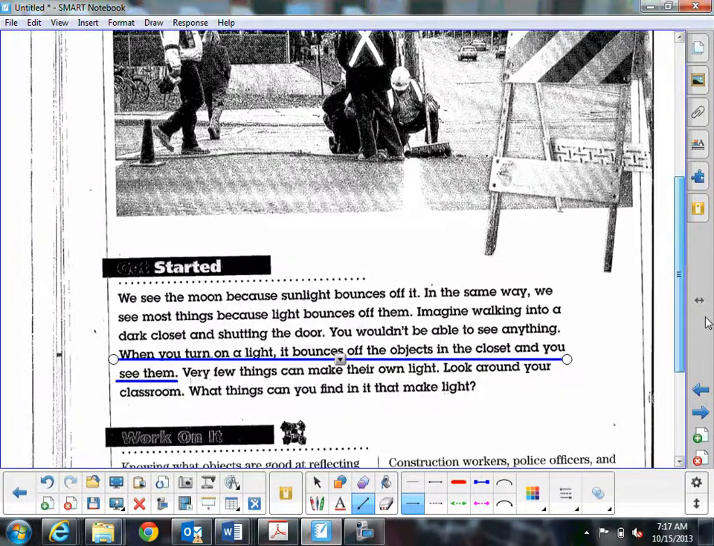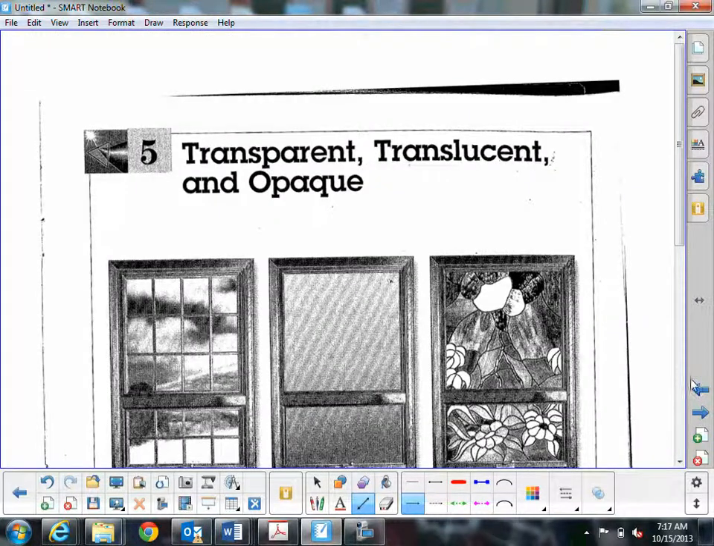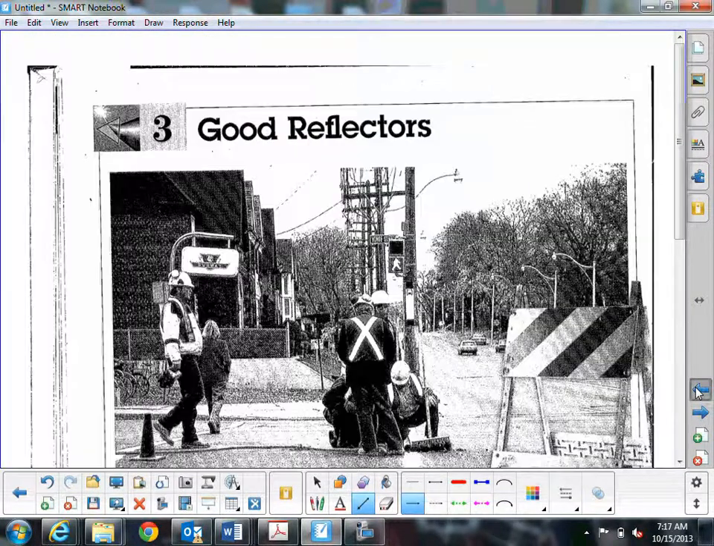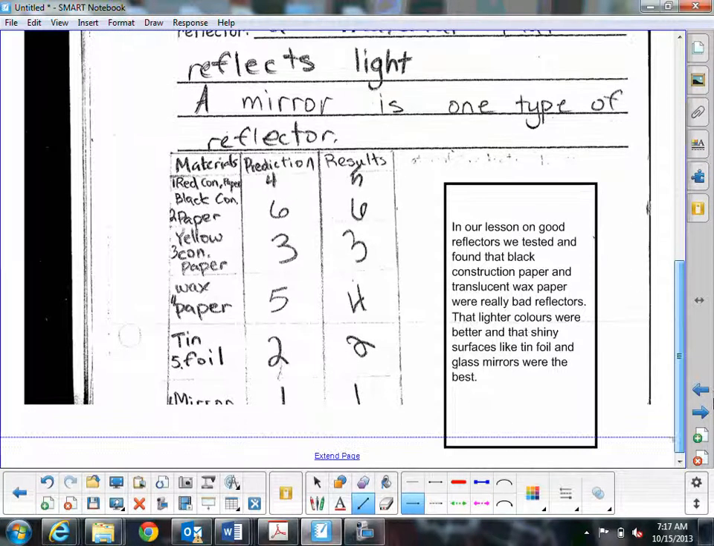Good reflectors. Okay, I've highlighted some pertinent information here. And we did this, sorry, I think with good reflectors, yes, we did this experiment here. As you can see in the far left column, the materials, we did red construction paper, black construction paper, yellow construction paper, wax paper, tin foil, and a mirror. We used those materials. We made predictions about what would be the best reflectors and which would be the worst.